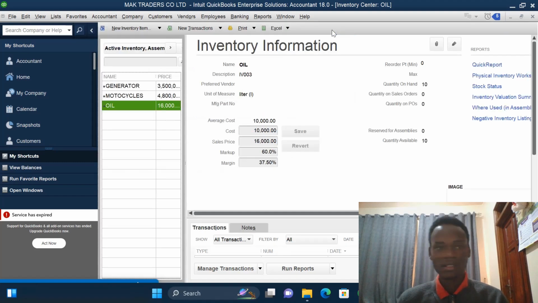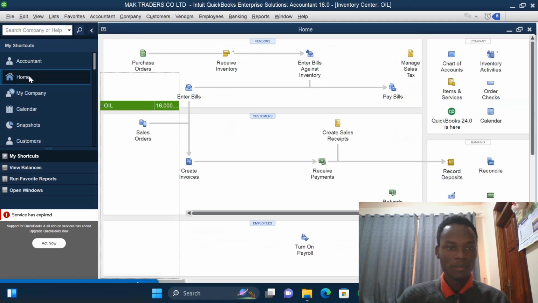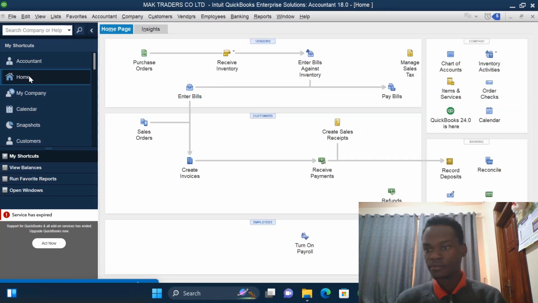Okay, so basically there we have formed our inventory items, we have entered them. So additional information, we can go back to home. The additional information says on 2nd Jan, deposited 40 million into the bank account.